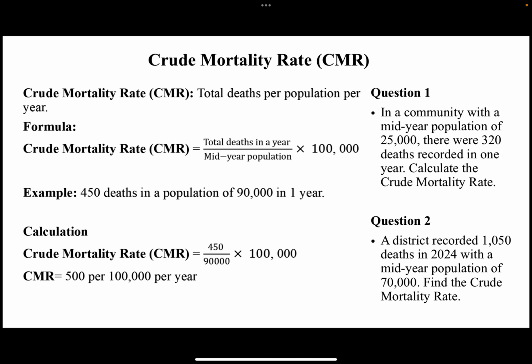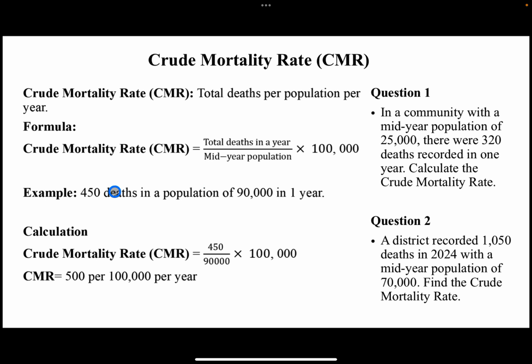The first example: 450 deaths in a population of 90,000 in a year. What is the formula? The total deaths in a year. What is the total deaths in a year? 450. What is the population? 90,000. Don't worry about the mid-year population. Mostly in the formula it's mid-year population, and there are times the question will specify mid-year population. But even if it's not specified and they just write population, still use that same population.